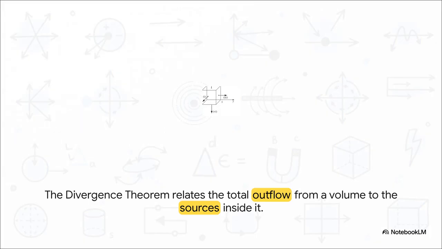And this idea leads us to the super powerful divergence theorem. All it's really saying is that the total amount of stuff flowing out of a closed surface, like a box, is exactly equal to the sum of all the little sources you have inside that box. I mean, it makes sense, right? Whatever comes out must have come from somewhere inside. It's a really profound statement about conservation.